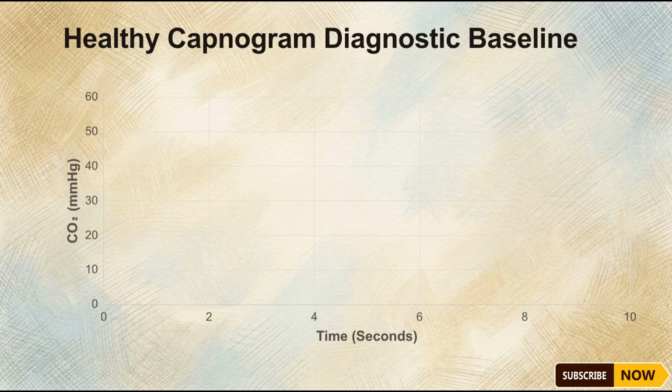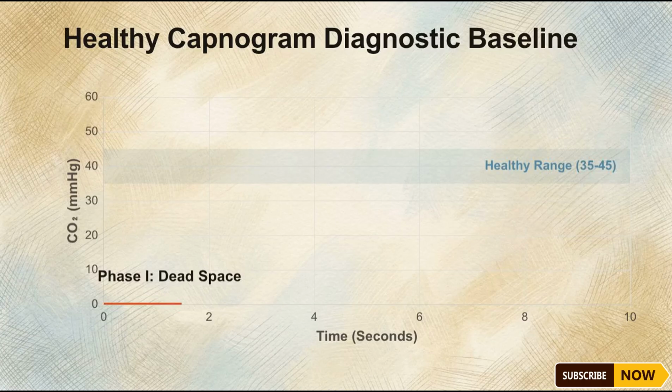This graph shows exactly what a normal capnogram should look like. It forms a distinct boxy hill divided into 4 specific phases. Phase I is the initial flat line at the beginning. This represents dead space air, gas that has been inhaled but hasn't reached the lungs to participate in gas exchange yet, meaning the CO2 level is at 0.